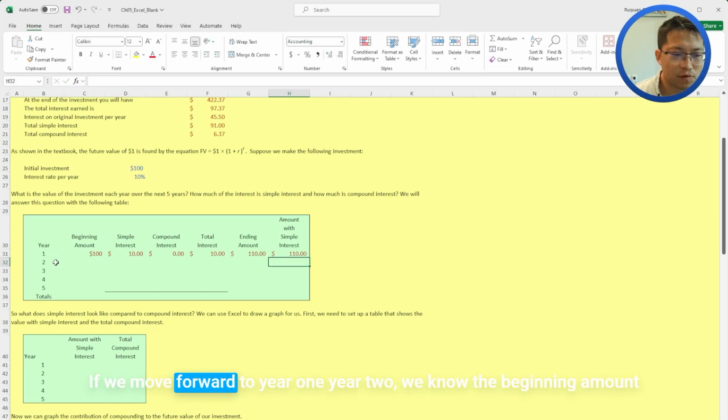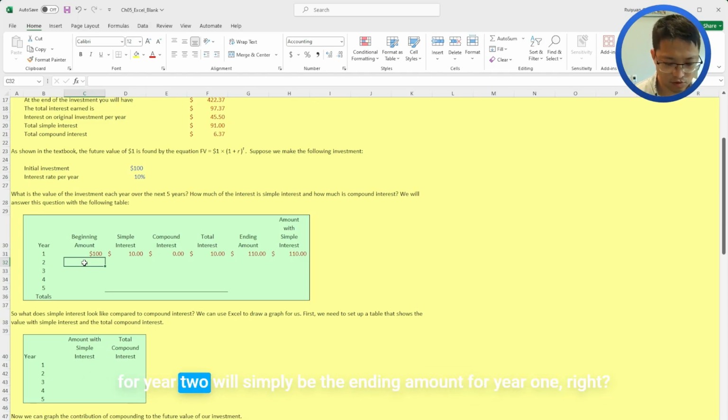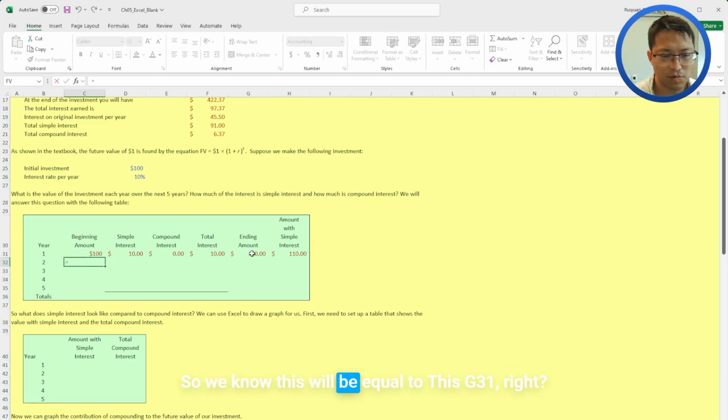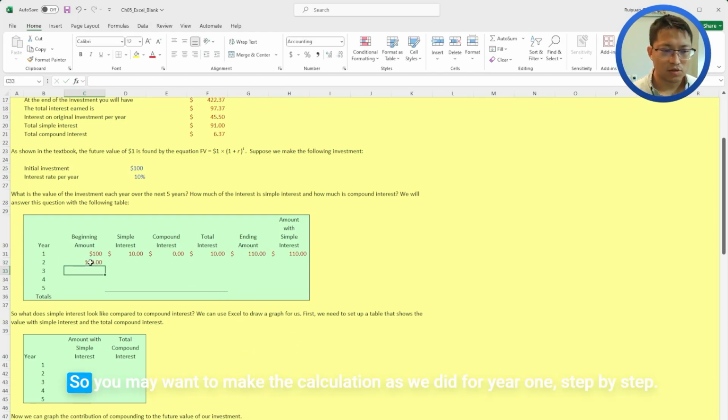If we move forward to year two, we know the beginning amount for year two will simply be the ending amount for year one. So where you end up will become how much you want to reinvest for the next year. So we know this will be equal to this G31. You may want to make the calculation as we did for year one, step by step.